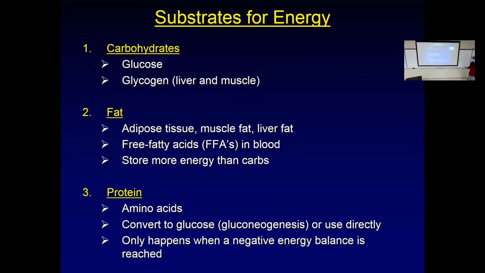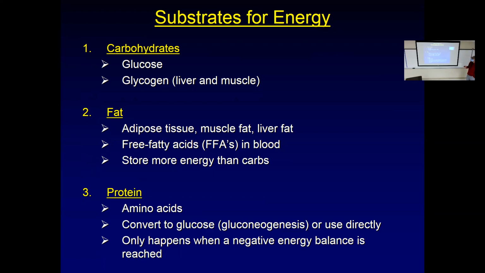Okay, let's talk about our substrates really quickly. I'm sure the vast majority of you have seen things like this before. If you've had any kind of nutrition class whatsoever, you probably talked about this until you were blue in the face. Our three primary things are going to be carbohydrates, where we're going to use glucose as our model molecule, but it can really be any kind of carbohydrate.